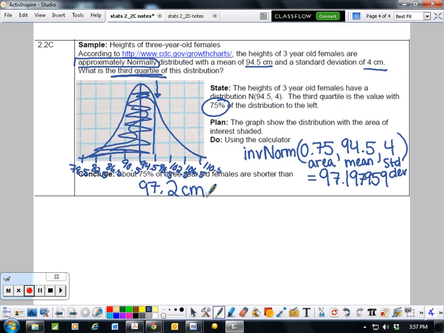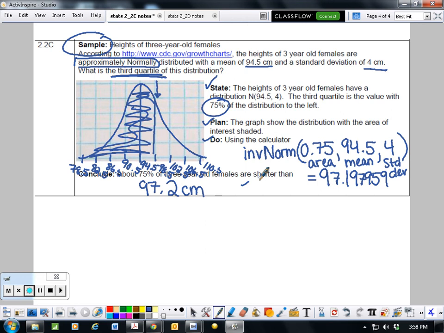And that's it. Now, keep in mind, on these word problems, to save you time, I went ahead and put your state, your plan, your do, and your conclusion. But most of the time, they're just going to give you this problem. And they expect you to do all of this on your own, all that writing. And so when it comes to free response, they're looking for this information. And if you don't do that, you will lose points. So the more you practice going through this, drawing your curve, shading, putting in your stuff, and then saying, what does this number mean? Well, about 75%.